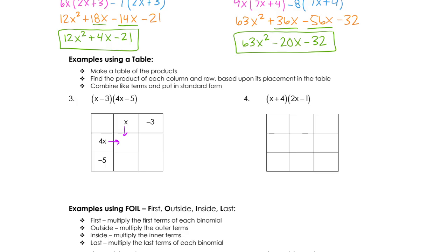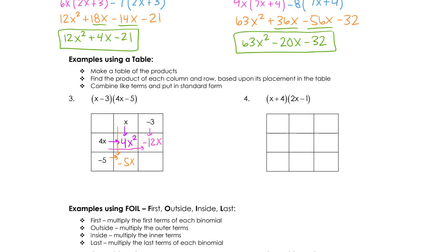So x times 4x would give us 4x squared. Then we have 4x times negative 3 would give me a negative 12x here. And then I have x times negative 5 would give me negative 5x.